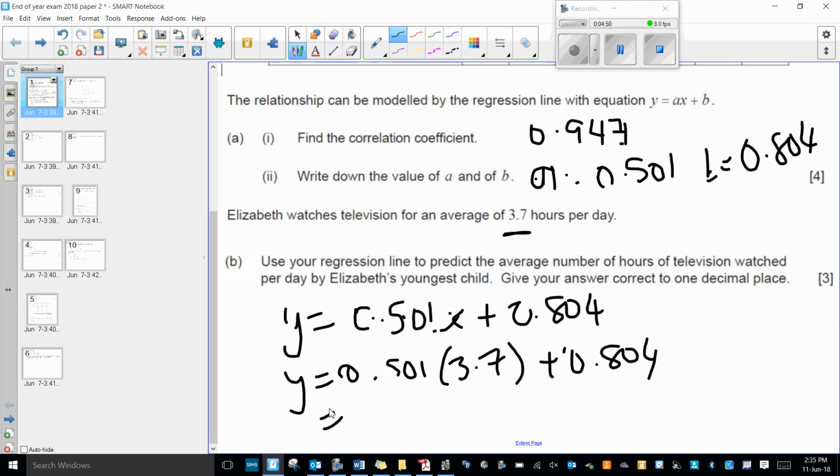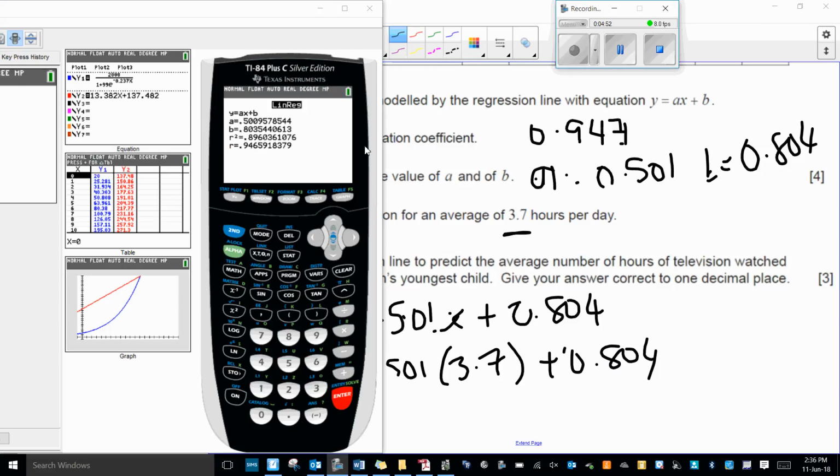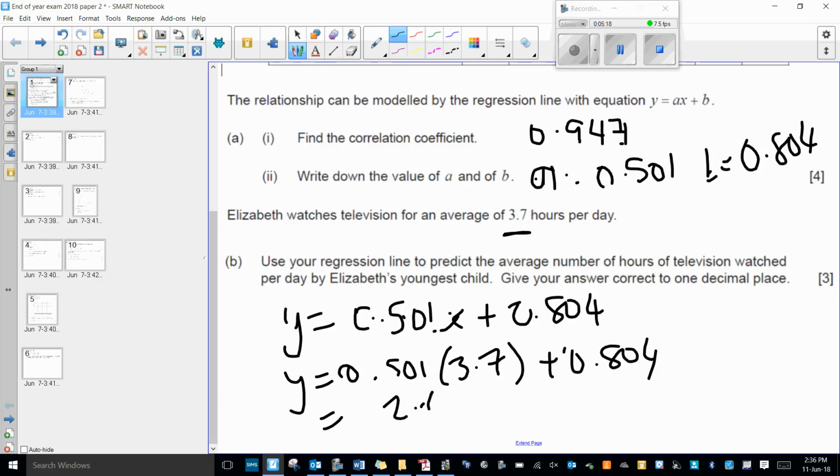Okay, so let's quit this. So 0.501 multiplied by 3.7 plus 0.804 is 2.6577. I'm going to write that whole answer, 2.6577, and then I'm going to round it to one decimal place, which is 2.7. Question 1 done.